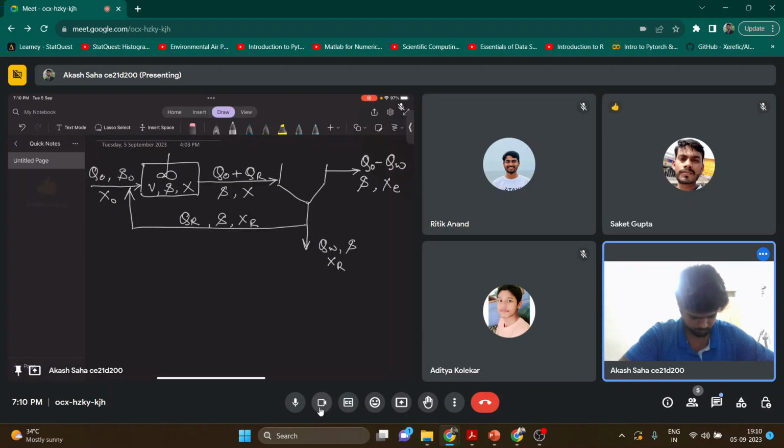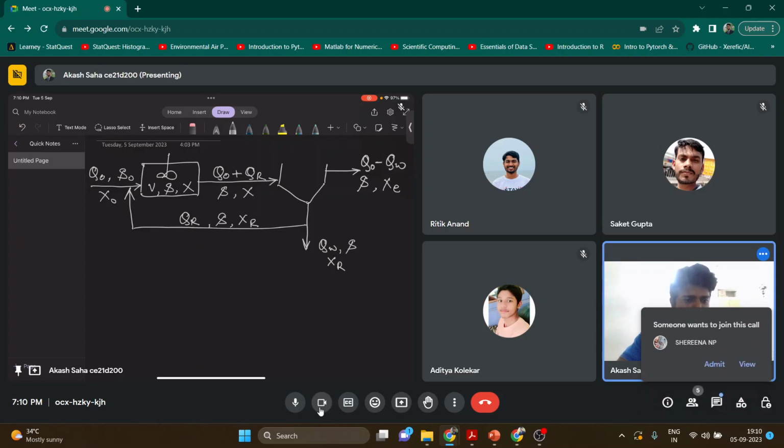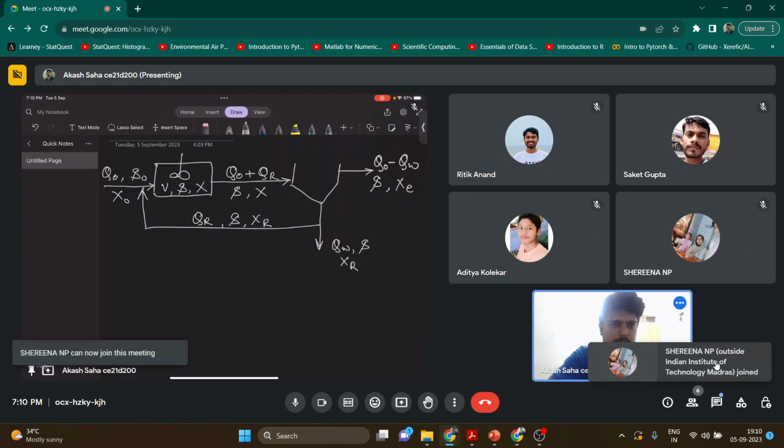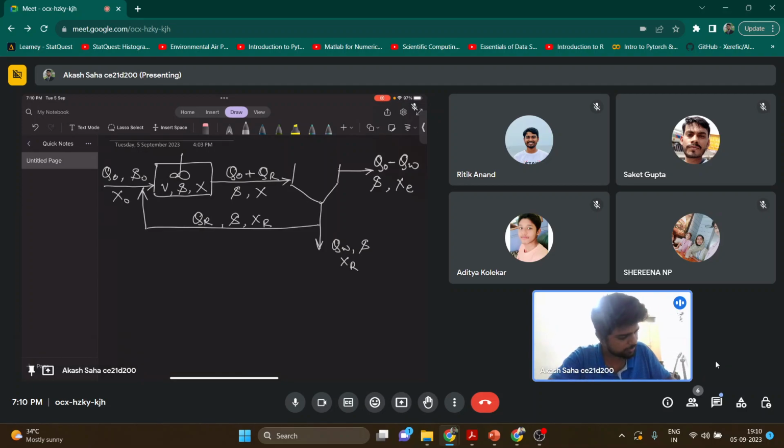Okay, so last time we learned about developing the mass balance equations for each contaminant. Here we will see how to do the mass balance, first for the biomass and then the substrate. First I will write the steady state mass balance for biomass.